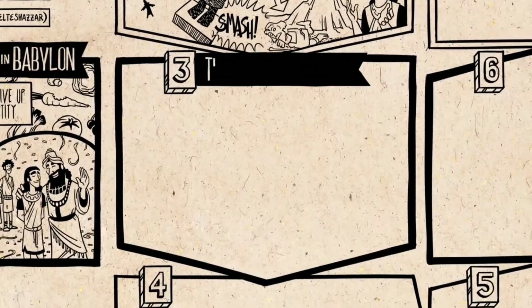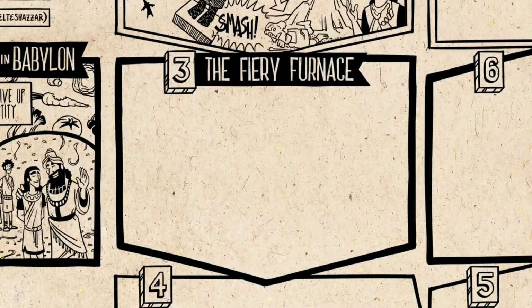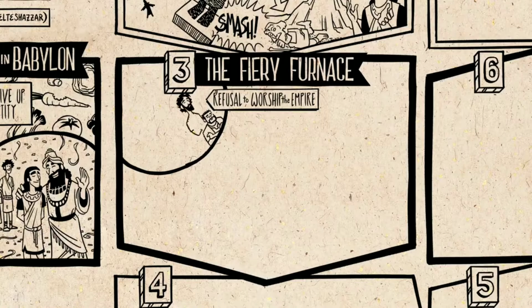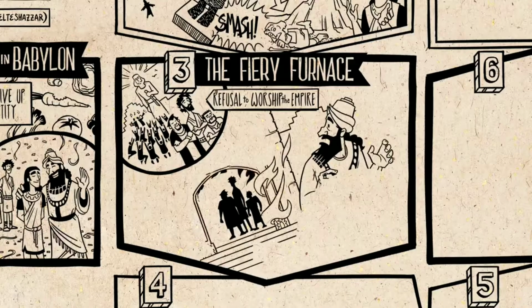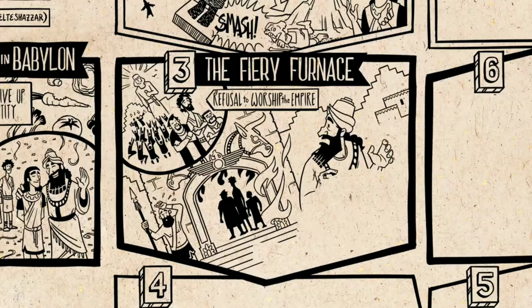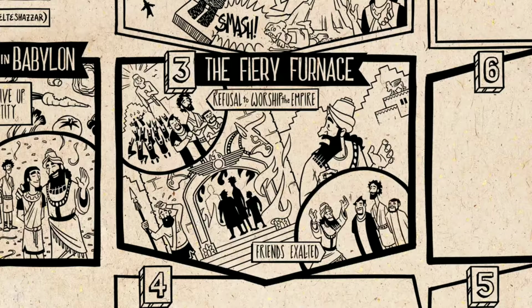After this, chapter 3 tells the famous story of Daniel's three friends who refuse to bow down and worship a huge idol statue, which, like the statue in chapter 2, represents the king and his imperial power. And so the friends are persecuted. They're thrown into a fiery furnace, but God delivers them from death, and they're exalted by the king, who now acknowledges their God as the true one.